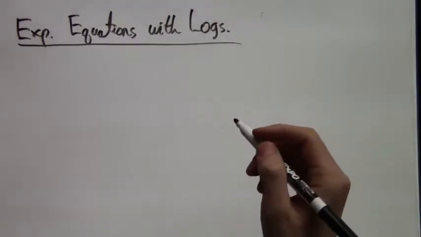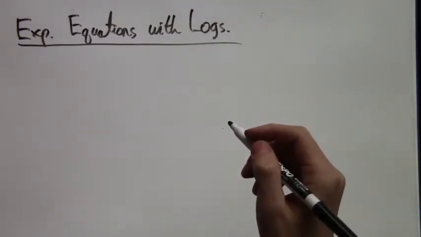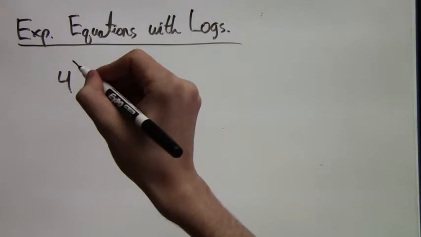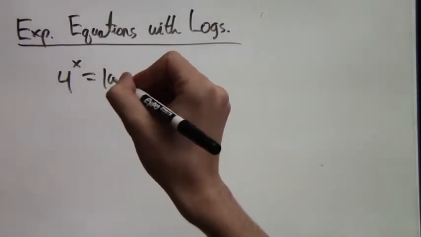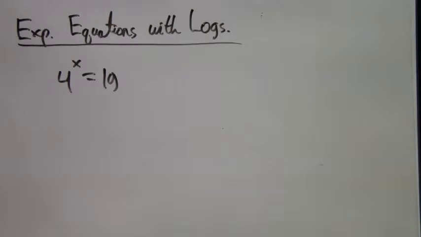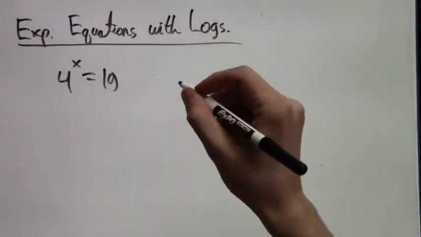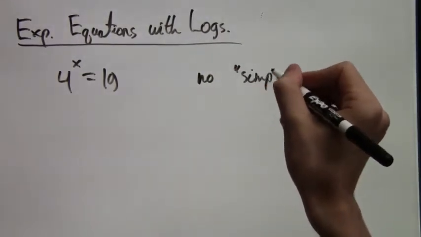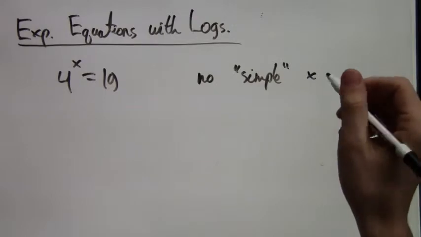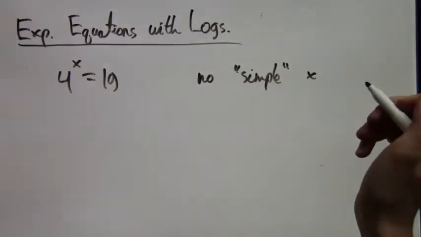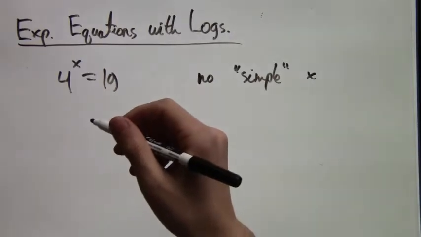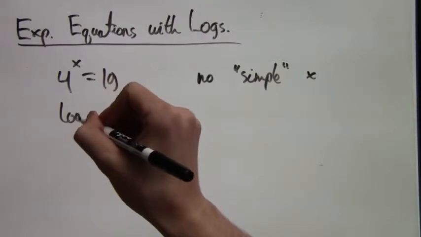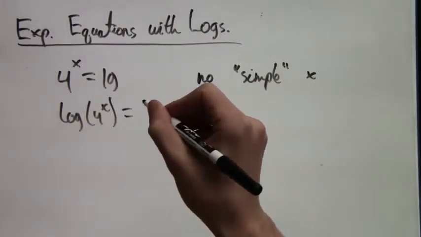The example will be 4 to the x equals 19. So first of all, 19 doesn't factorize, and you can't write it as 4 to some easy power. For example, earlier we had 9. 9 is 3 squared, and that's easy to see. But 19 can't really be rewritten like this. So there's not an easy answer for this. There's no simple x. So we're forced to do method 2.